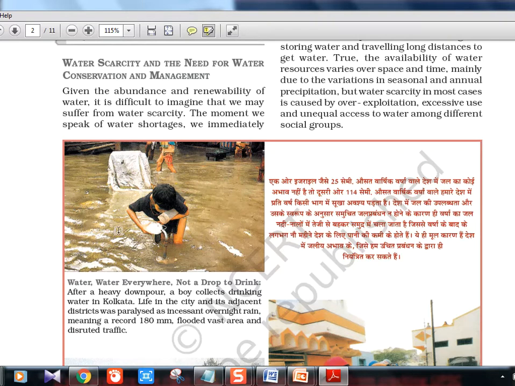So here again, pictures: water everywhere but not a drop to drink. After a heavy downpour, a boy is collecting drinking water in Kolkata. So India, this is the situation. A lot of flooding is happening. Chennai always has flooding in the December-January months. So problems are there. Disaster management is a topic where GS3 questions came last year, in both GS1 and GS3.